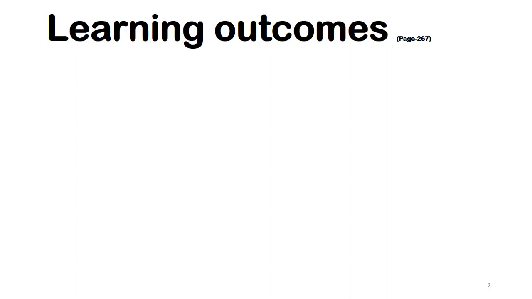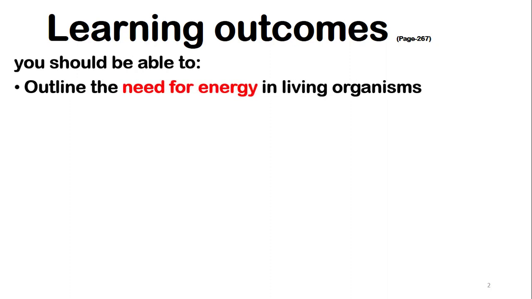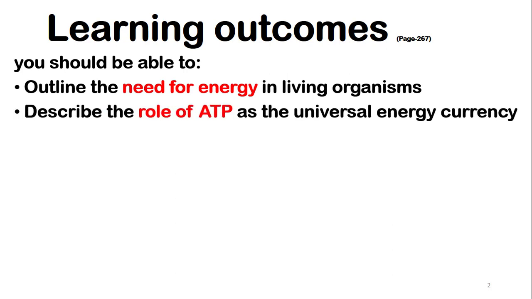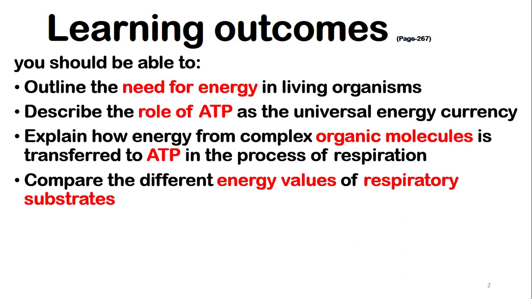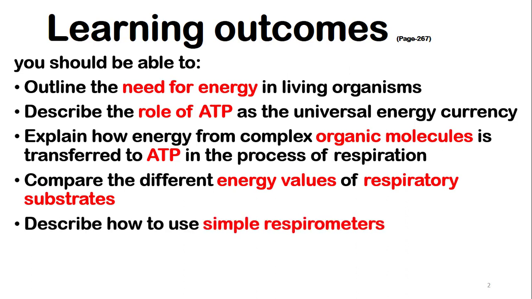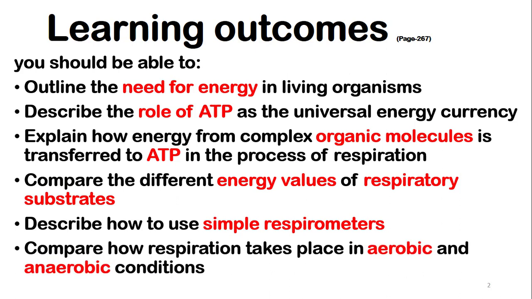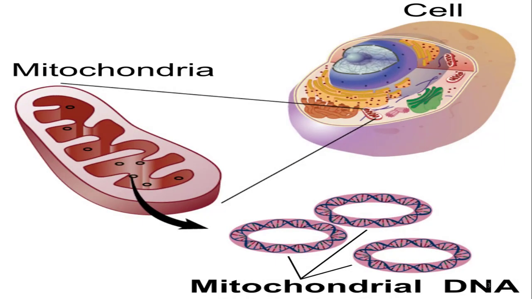After reading this chapter, you should be able to outline the needs of energy in living organisms, describe the role of ATP as the universal energy currency, explain how energy from complex organic molecules is transferred to ATP in the process of respiration, compare the different energy values of respiratory substrates, describe how to use a simple respirometer, and compare how respiration takes place in aerobic and anaerobic conditions. So, these were the 6 points that we are going to cover in this chapter.